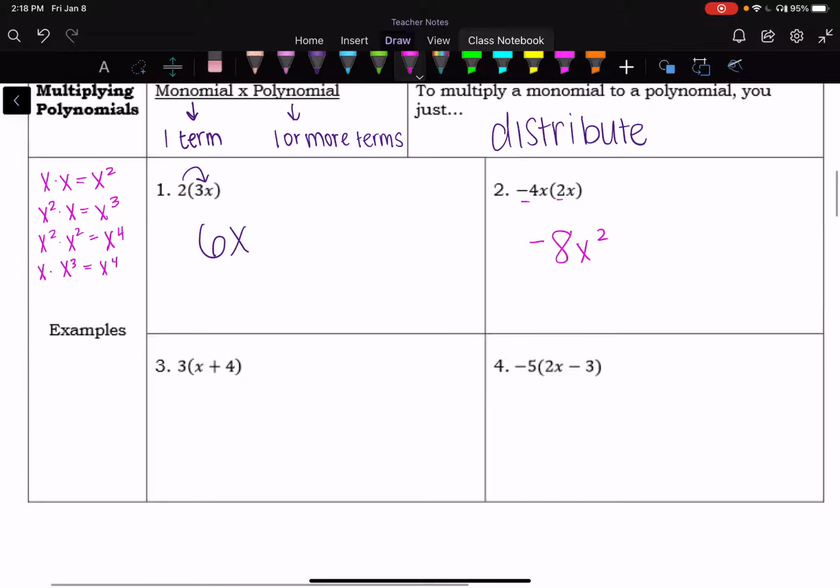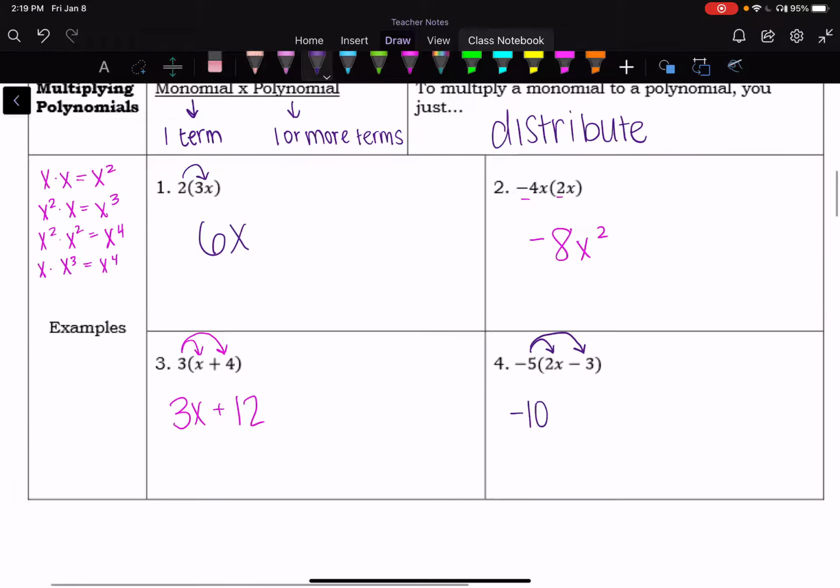Now we're going to move on to number 3. I'm going to distribute the 3 to both of the terms inside the parentheses. 3 times x gives me 3x, and 3 times 4 will give me 12 for my final answer. And then moving on to number 4, I'm going to distribute my negative 5 to both terms, and I get negative 10x plus 15.